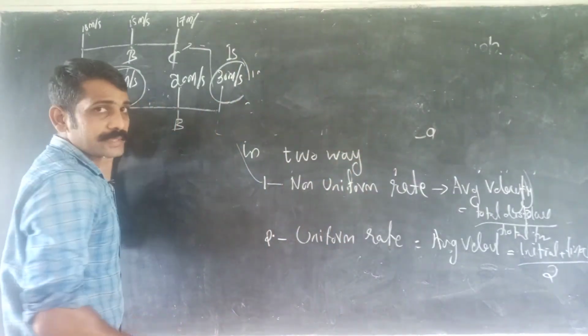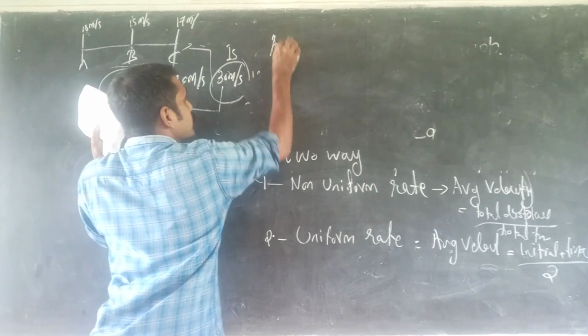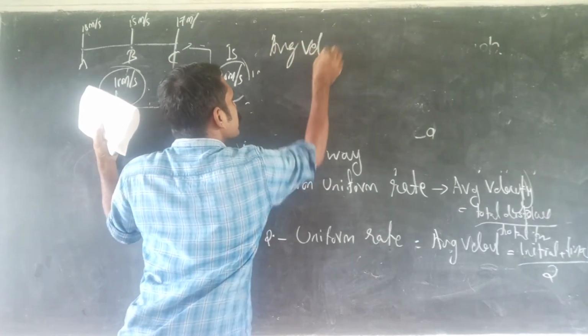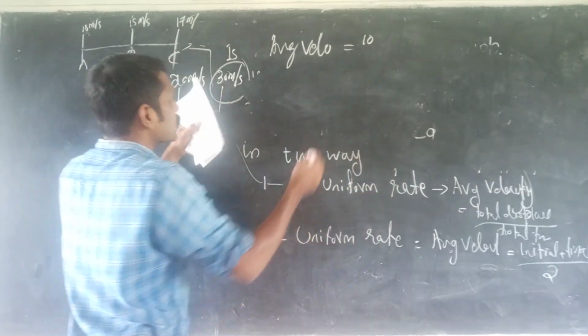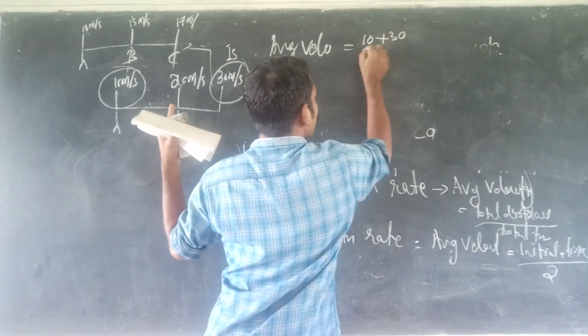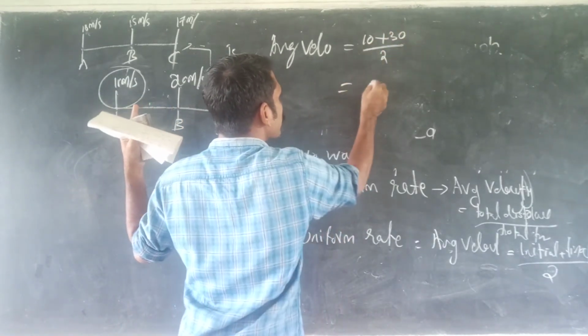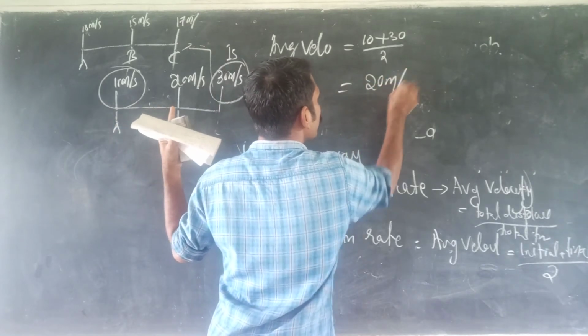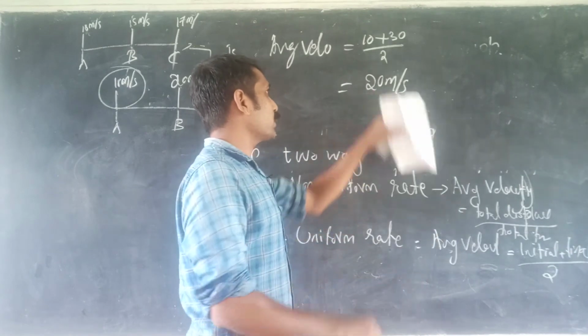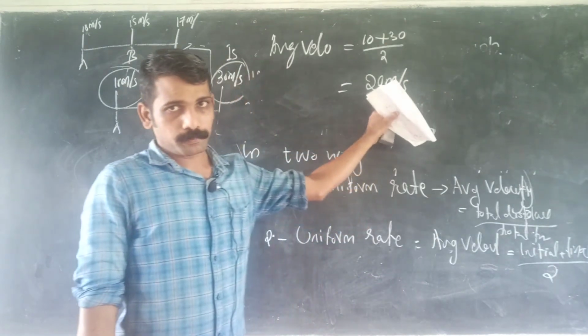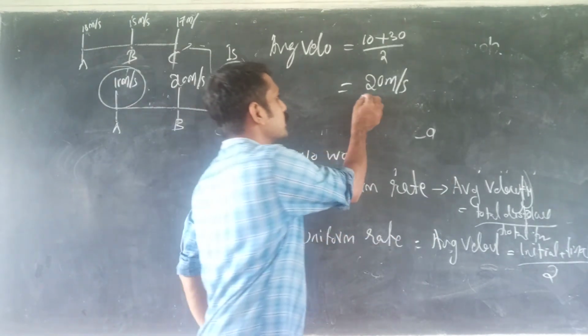Okay, so here what is the initial velocity? Initial velocity is 10. What is the final velocity? Final velocity is 30. Okay, by 2. So average velocity is what? 20 meter per second. 10 plus 30 is 40. 40 by 2 is 20. Understand?